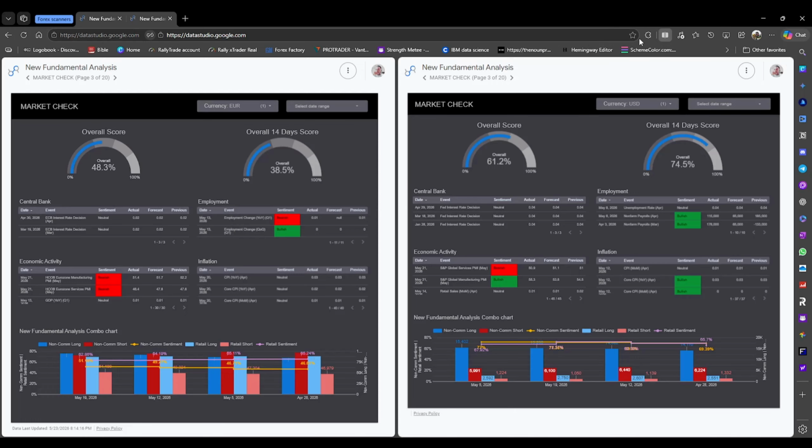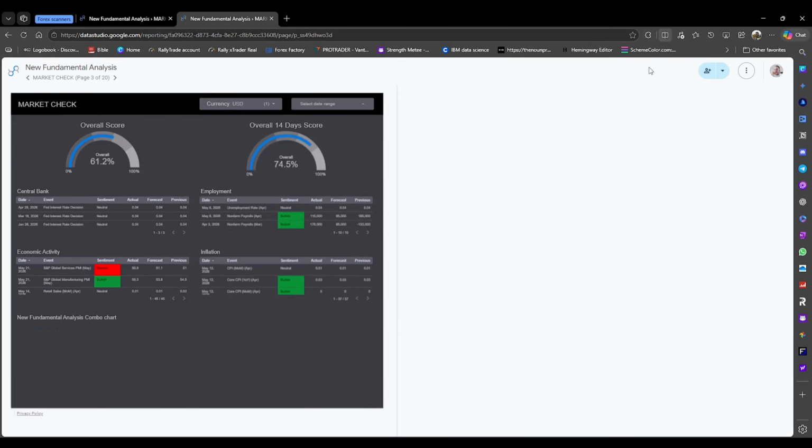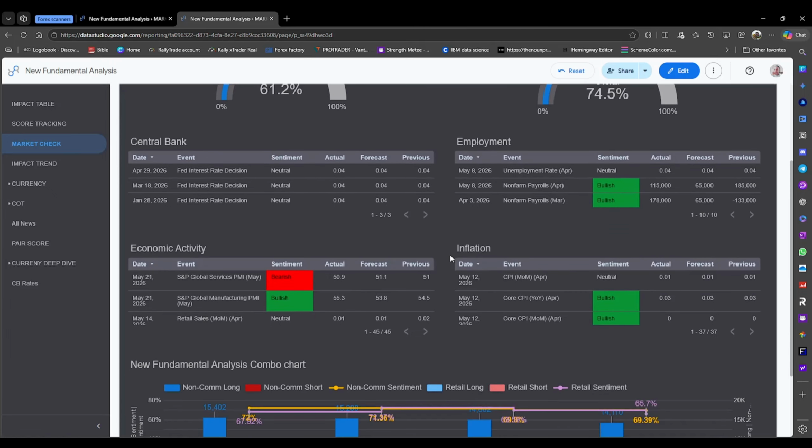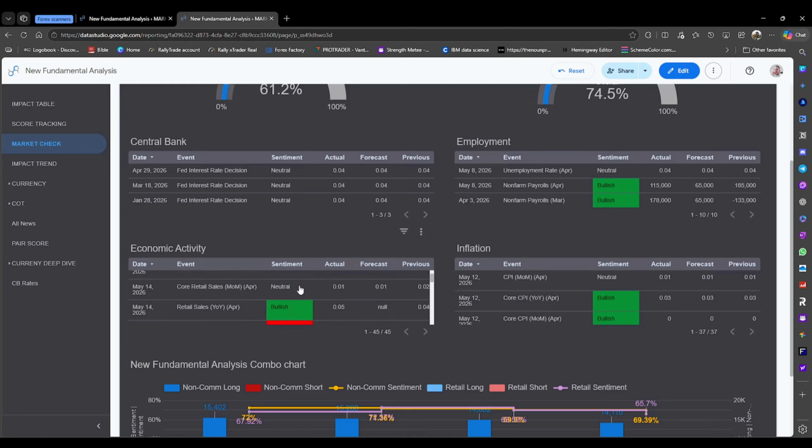Well, if you look into the recent news releases under the employment data for the US dollar, we have very good non-farm payroll data, and the unemployment rate came out neutral. The economic activity for the US, the PMI is good, the manufacturing PMI in particular. The services PMI came out bearish, and it's not that bad, but the core retail sales is neutral, while the retail sales year over year is bullish.